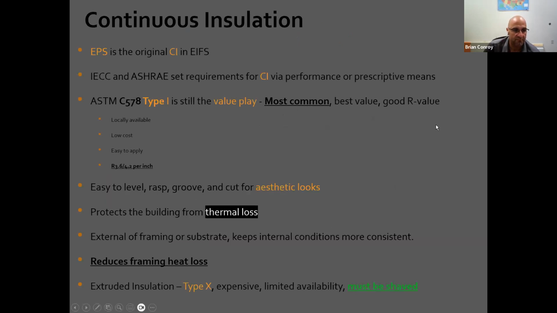Type 1, value play, for sure. It's going to be the most cost effective. It's easy to level, rasp, groove. So again, you have aesthetic looks. If you need in the wall system, it's going to be a much easier product to use. You can use an XPS, or let's just say a blue board or pink board, foam board. That's the type X as an XPS board.